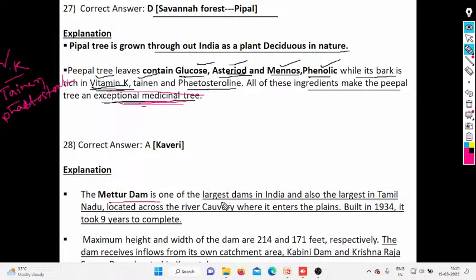Next question is here. The Mettur Dam is one of the largest dams in India and also the largest in Tamil Nadu, located across the river Kaveri, where it enters the plains. Built in 1934, it took 9 years to complete.